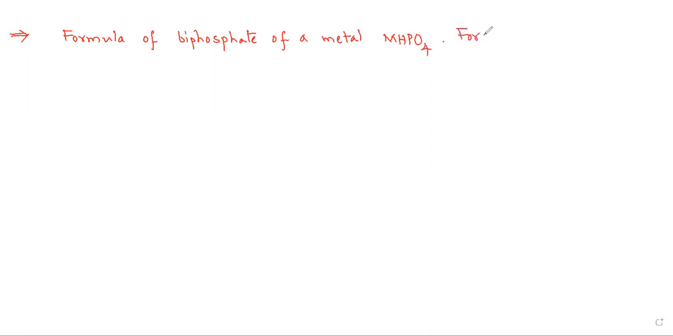Formula of its arsenite is... very simple, isn't it? Formula of the biphosphate is given. Formula of arsenite is what they are asking. Let us just see. Biphosphate of the metal has the formula MHPO4. Then they are asking the formula of the arsenite of the same metal.